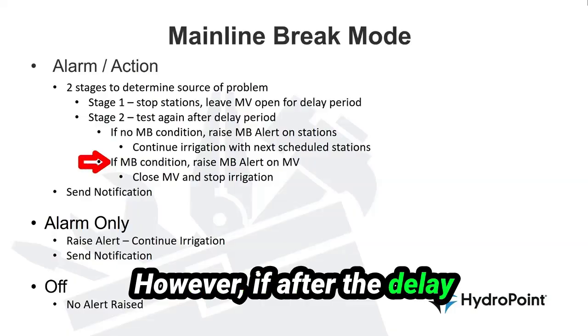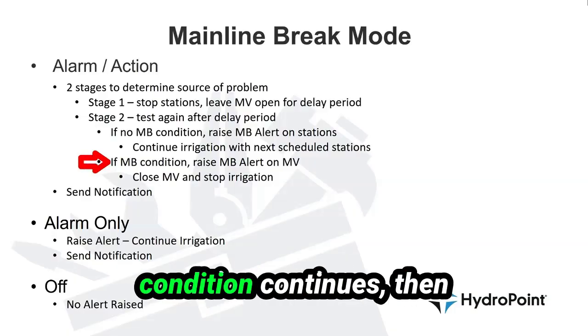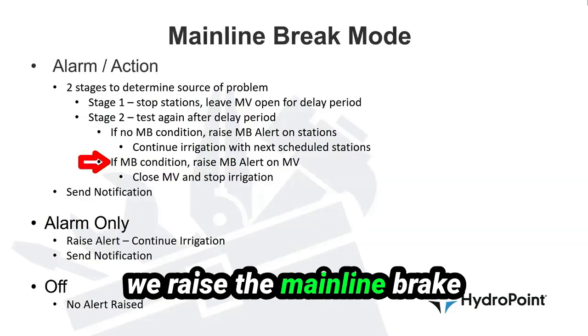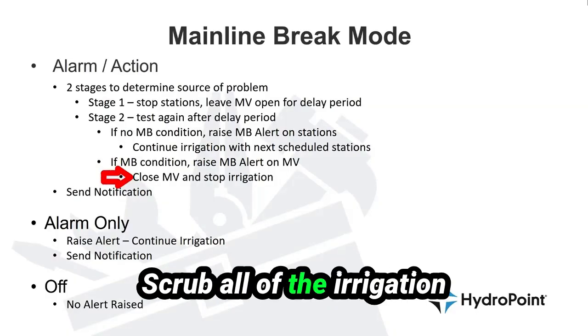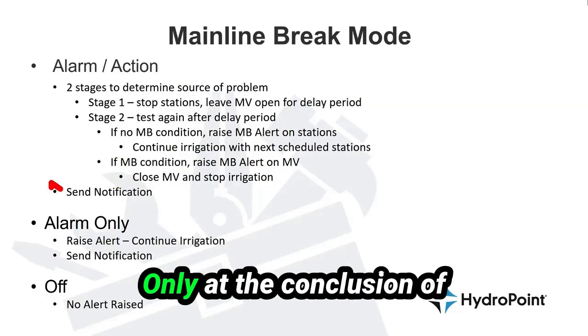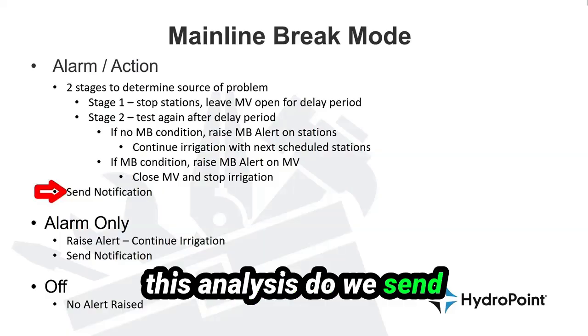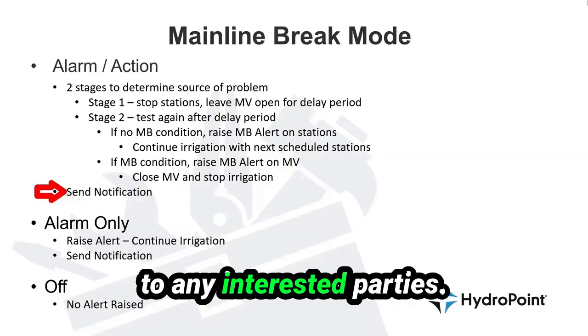However, if after the delay period the mainline break condition continues, then we raise the mainline break alert on the master valve, close the master valve, and scrub all of the irrigation for the remainder of the water window. Only at the conclusion of this analysis do we send out the alert notification to any interested parties.